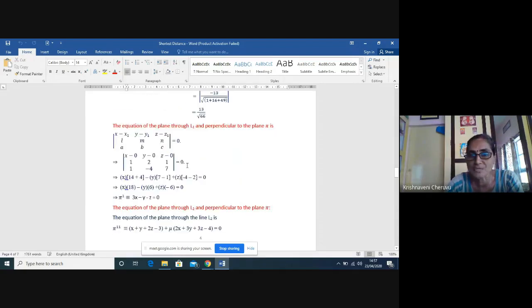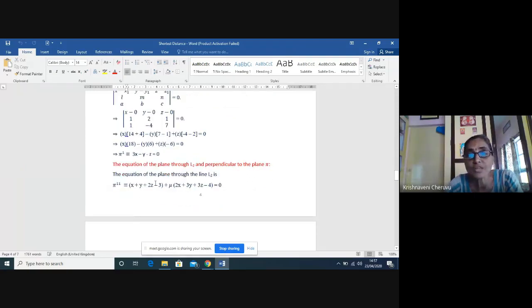You know how to expand the determinant, girls? Like x into (2 into 7 minus 1 into -4), minus y into (1 into 7 minus 1 into 1), plus z into (1 into -4 minus 1 into 2). This is how you can expand the determinant so that you get a plane. What is this plane, girls? This is the plane through the line L1 and perpendicular to the plane pi.